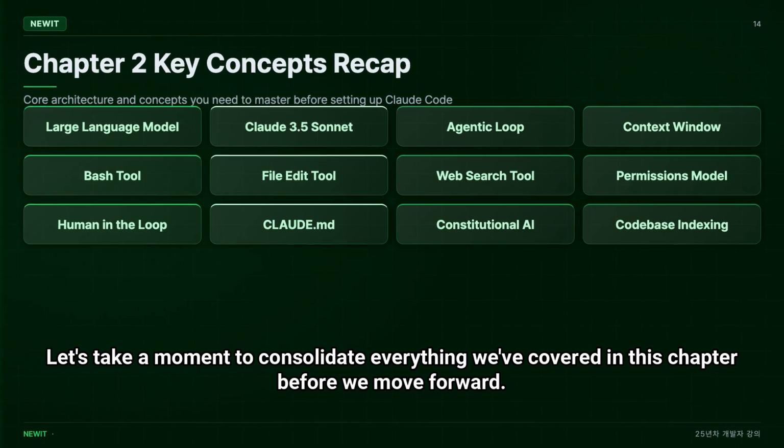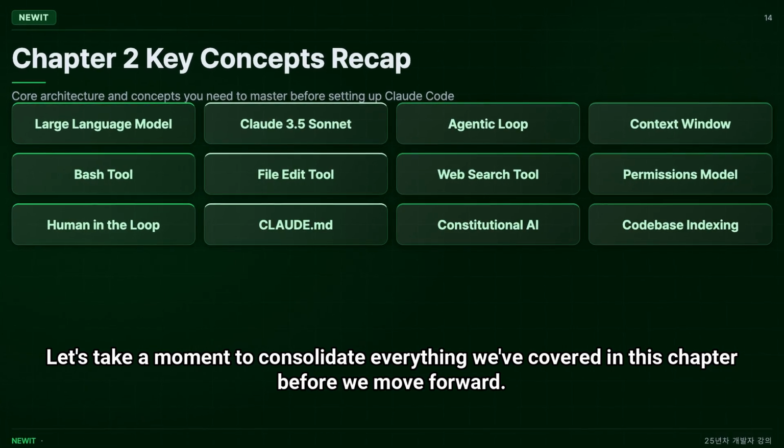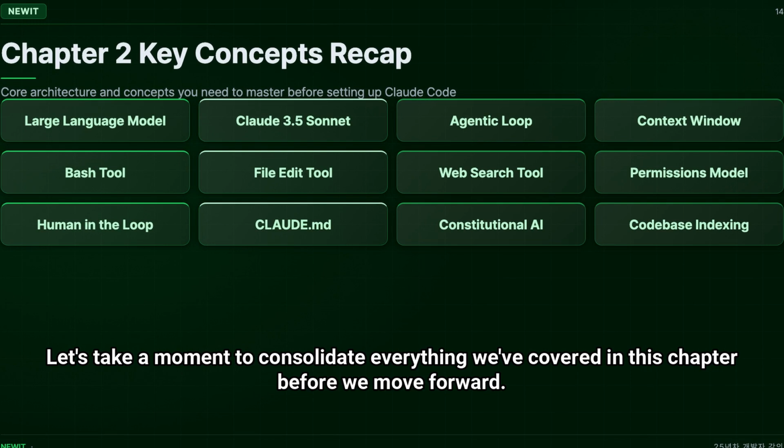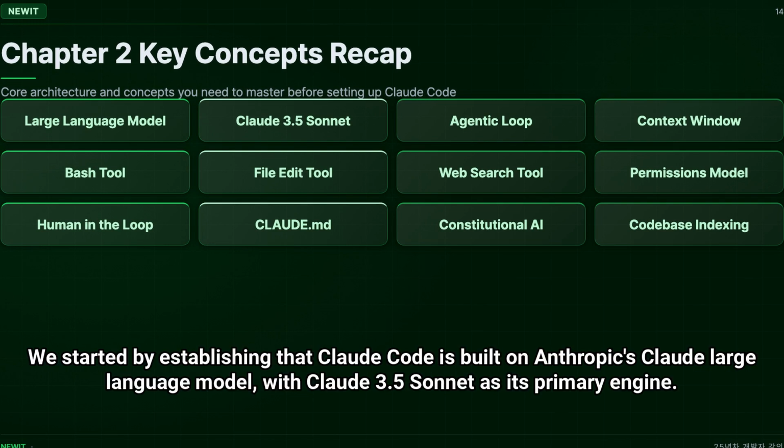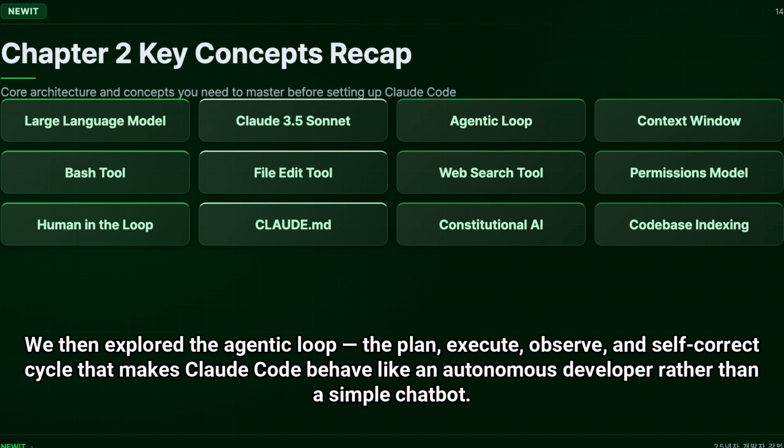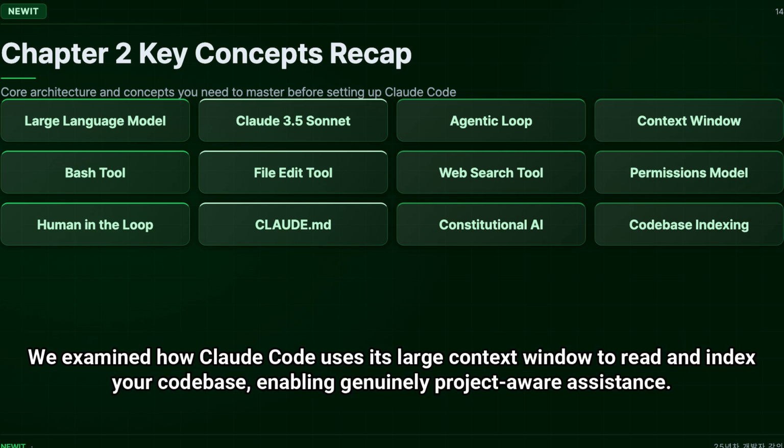Let's take a moment to consolidate everything we've covered in this chapter before we move forward. We started by establishing that Claude Code is built on Anthropic's Claude large language model, with Claude 3.5 Sonnet as its primary engine. We then explored the agentic loop, the plan, execute, observe, and self-correct cycle that makes Claude Code behave like an autonomous developer rather than a simple chatbot. We examined how Claude Code uses its large context window to read and index your codebase, enabling genuinely project-aware assistance.